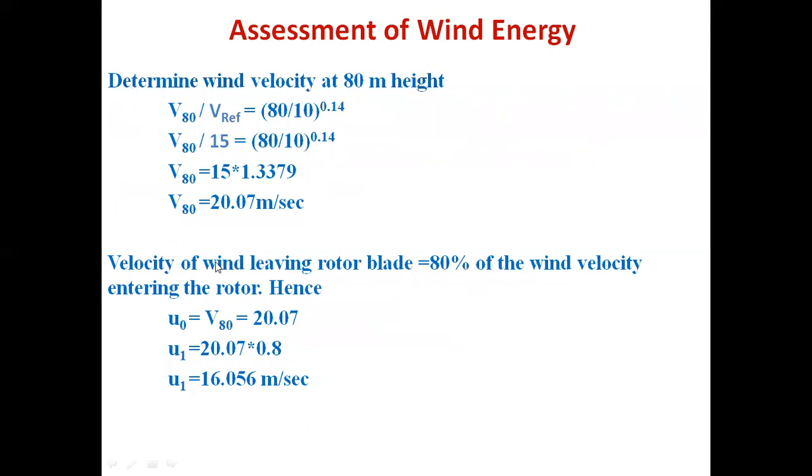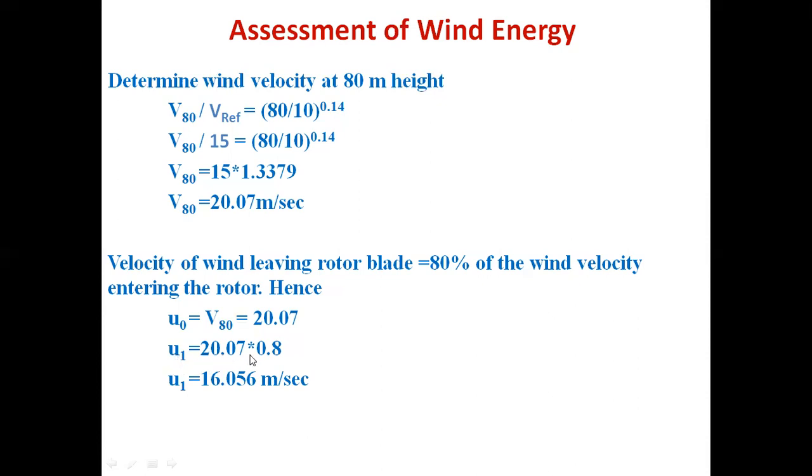So using the same concept, we can calculate the velocity of wind leaving the rotor blade at 80 meter height, and this is given as just 80% of the wind velocity entering the rotor. So at 80 meter height, wind velocity is V80 and it is U0. That means this is the velocity of the wind which is entering the wind turbine, and it is this much which we have already calculated. This is 20.07 meter per second. When wind has worked on the wind turbine, its velocity reduces to 80%. So utilizing this velocity at 80 meter height, we can calculate the velocity of the wind leaving the wind turbine.